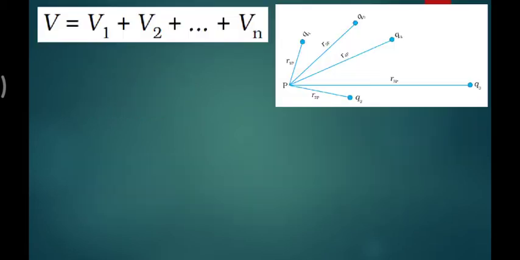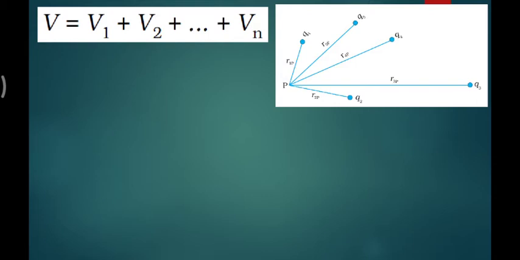Okay, let's go without wasting time. This is what we have. The total potential will be the sum of all potentials because they obey the superposition theorem. You may be aware of what it is. The superposition theorem says that if the potential due to one charge is this much, and the potential due to another charge is this much, then the total potential will be the sum of them.